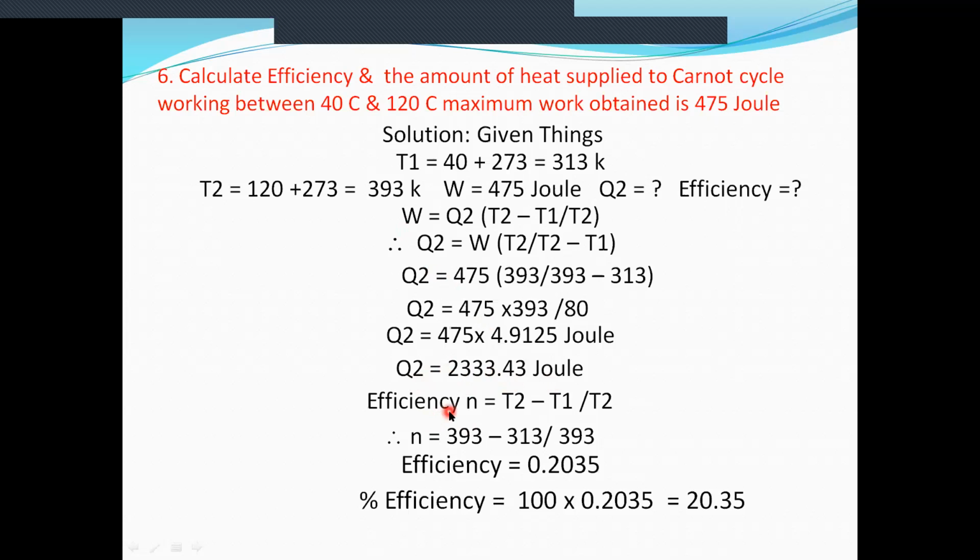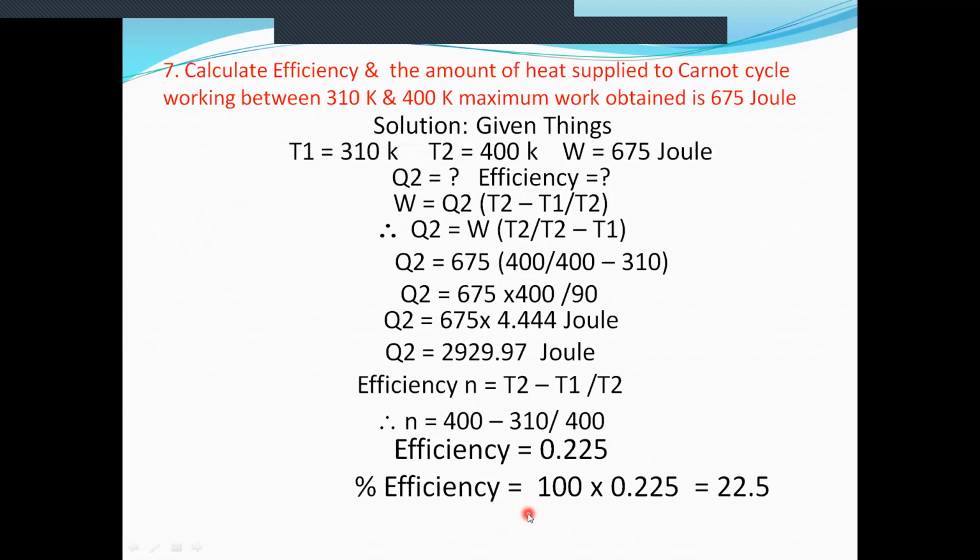Now efficiency, it is very simple. T2 minus T1 upon T2. Put the value of T2, put the value of T1, divide by 393. So if you solve this, efficiency is 0.2035. Again the answer is less than 1. Confirm it is less than 1. Now to find percentage efficiency, we multiply by 100.